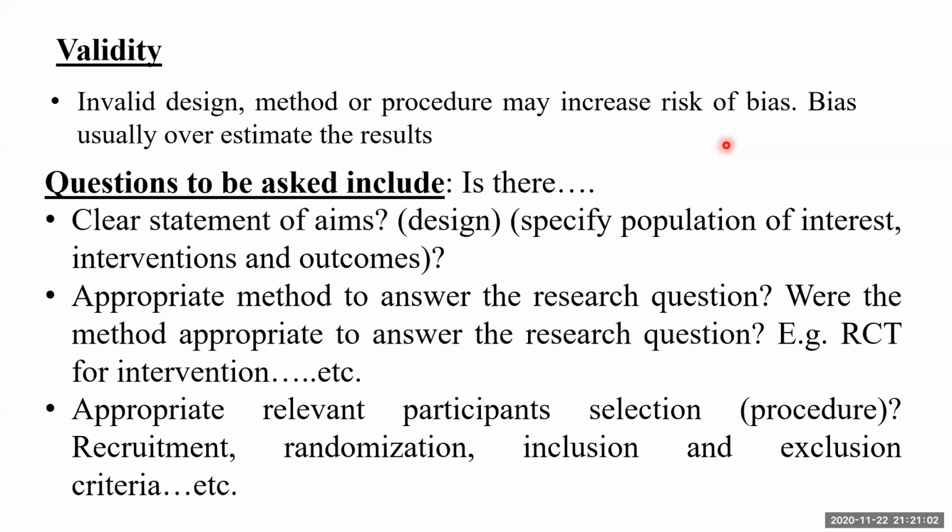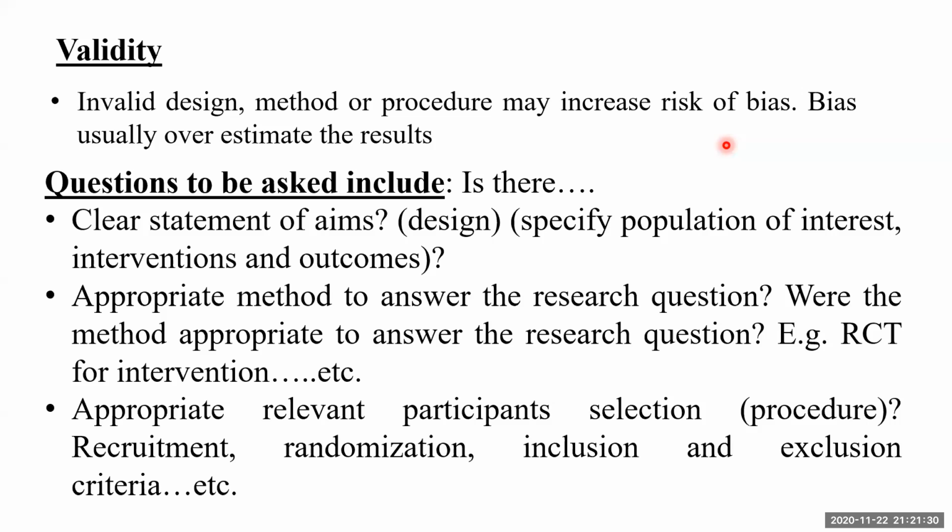So the questions to be asked to assess the validity of the research include: is there a clear statement of aim? By the way, these should be done in the journal clubs of PhD students or master students. Each student should ask these questions or follow the list. It's much easier to follow the checklist. I'll show it to you in a few moments.